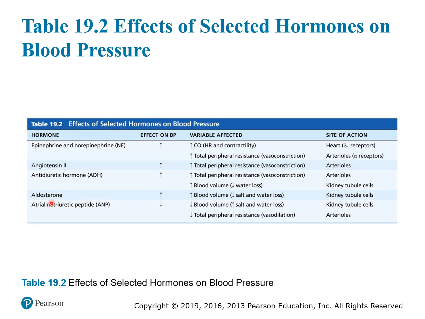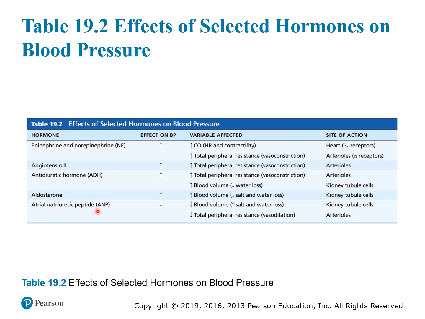And then we have aldosterone. It also increases blood pressure, it increases blood volume, that is, it decreases salt and water loss, because like I told you, aldosterone causes the absorption of sodium from the tubules, and then water also follows the sodium, so it increases the blood volume. Its site of action is the kidney tubule cells, because that is where aldosterone is acting, and the antidiuretic hormone also acts on the kidney tubules.